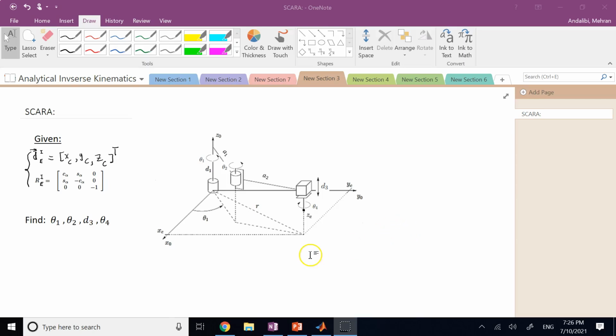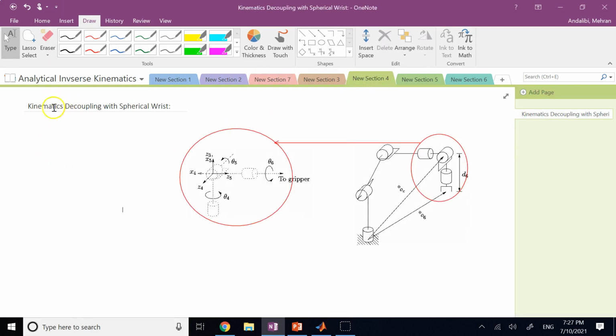Hello everyone. In this second video of Analytic Inverse Kinematics, we are going to work first on another example of analytic equations, and we are going to work on the 4 degree of freedom SCARA robot. And next we are going to talk about the important topic of kinematic decoupling.